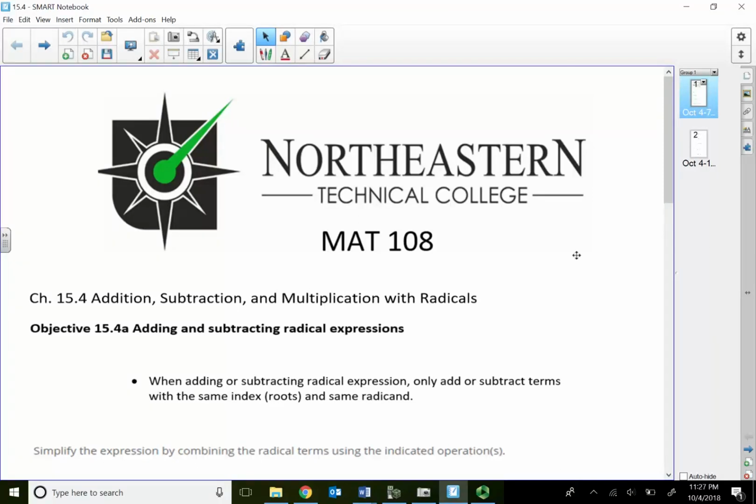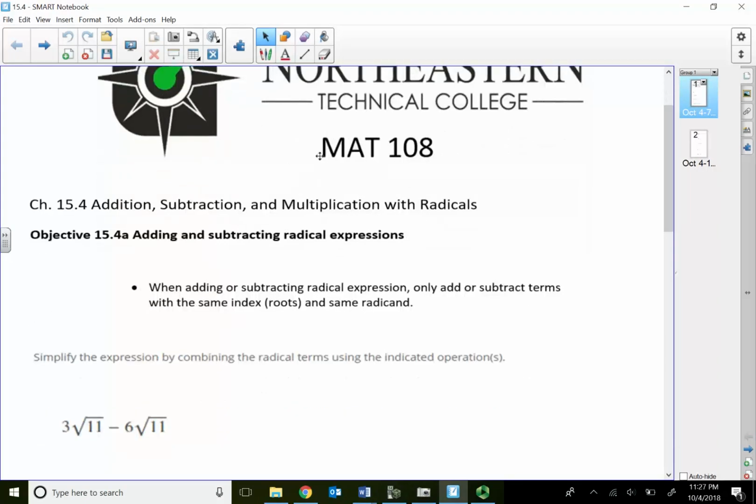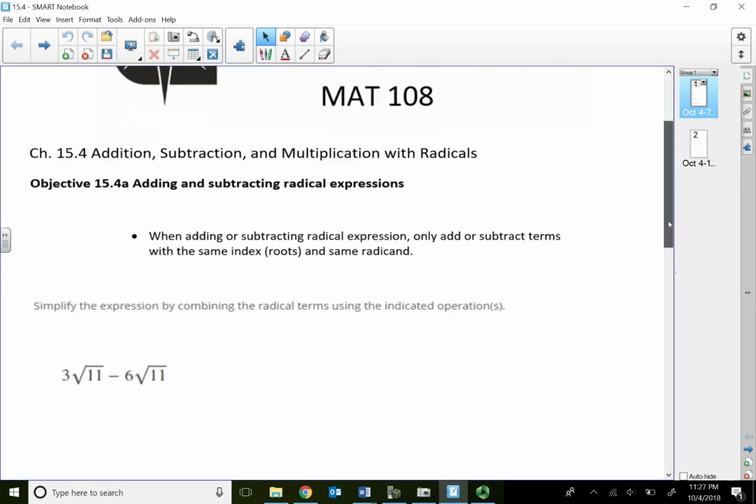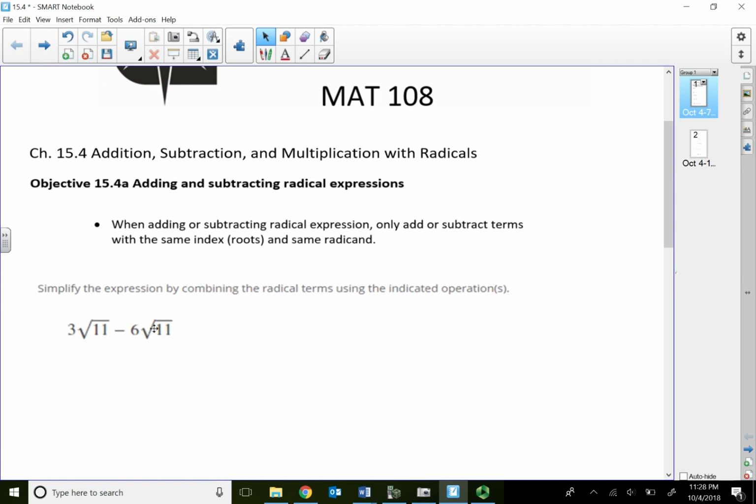Math 108, Module 15.4, adding, subtracting, and multiplying with radicals. In this lecture video, I'm going to show you how to add and subtract with radicals. When it comes to adding and subtracting radical expressions, we can only add or subtract terms with the same index or same roots. You also have to have the same radicand in order for us to combine them.